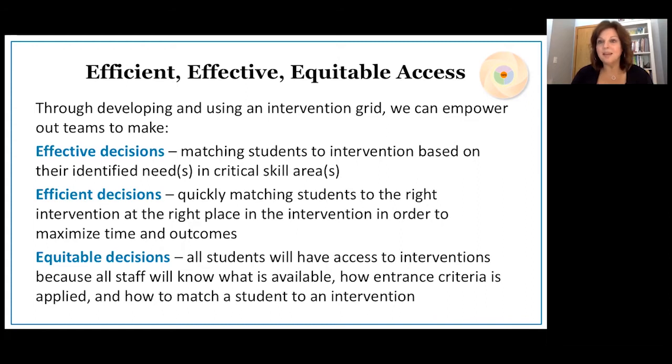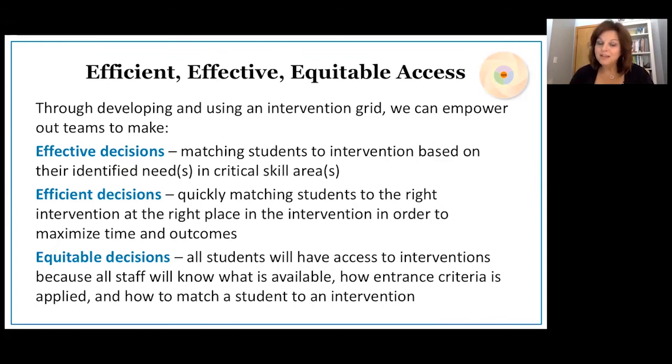We have this thinking. We all have some biases, some that we know about, and some that are more implicit. And having the intervention grid established helps to neutralize our human nature and our biases, and just allows us to provide equitable access for kids to those interventions, no matter who they are. So efficient, effective, and equitable.